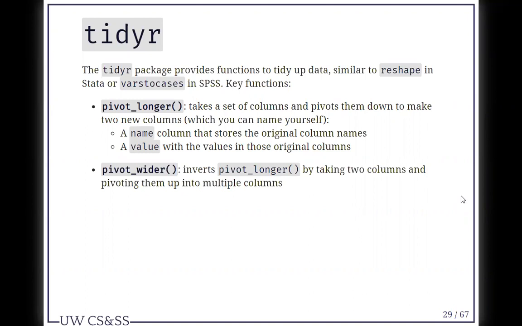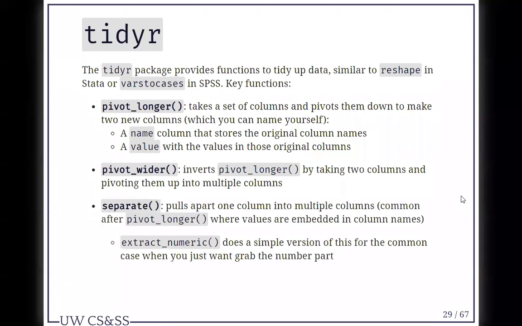There's also the opposite of pivot_longer, which is pivot_wider. This inverts pivot_longer by taking 2 columns and pivoting them up to make multiple columns. A particularly useful thing, in my opinion, is separate. This pulls apart one column into multiple columns. This is very common to do after you use pivot_longer, where values are embedded in column names. There's also extract_numeric, which does a simple version of this for the common case of when you just want to grab the number part.